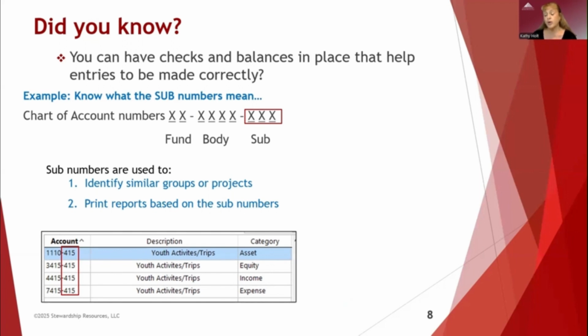So my example below here is we're talking about a designated fund for youth activities and trips. And we have subbed out the asset, which is the banking. We've subbed out the equity. We've subbed out the income. And we've subbed out the expense. And all four of those have the very same sub of 415.